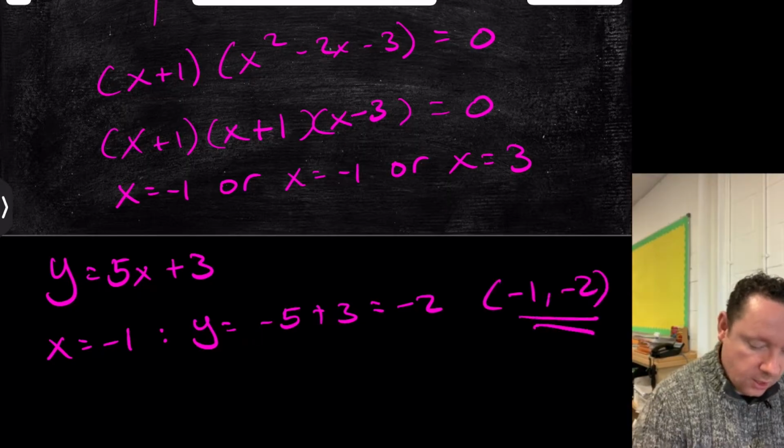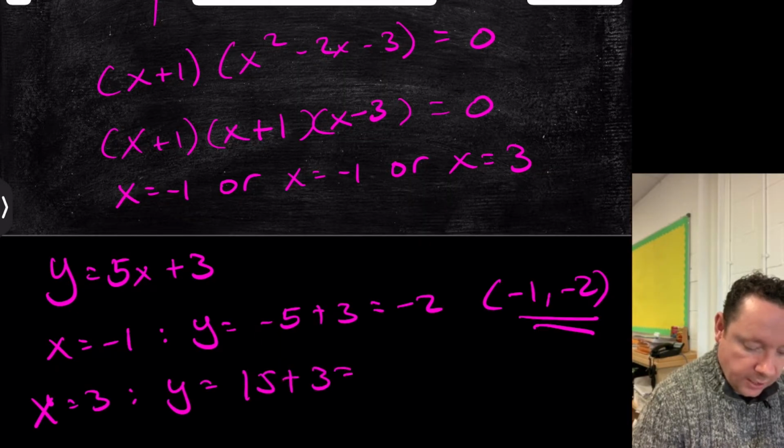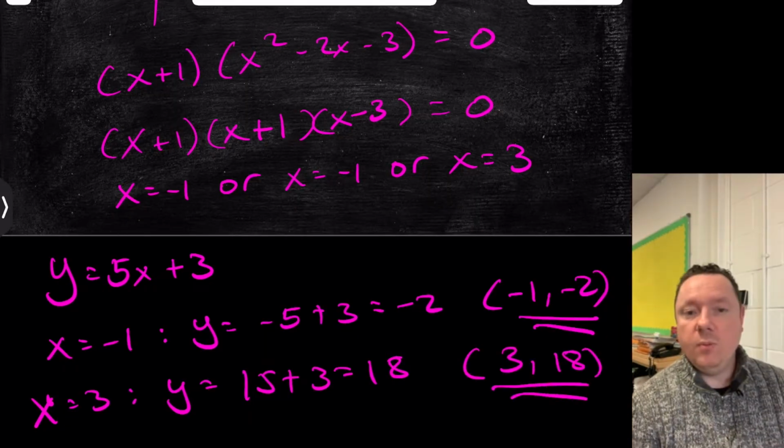There's our first answer. And the second one, when x is equal to 3, y equals 5 3s is 15 plus 3, which is 18. So our next point is 3 and 18. And there's our second point of intersection.